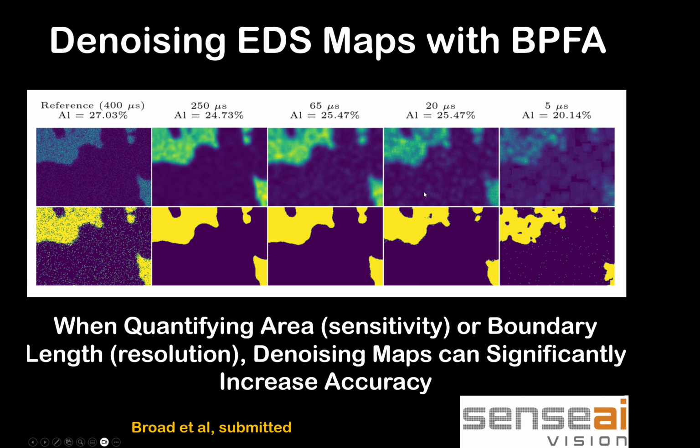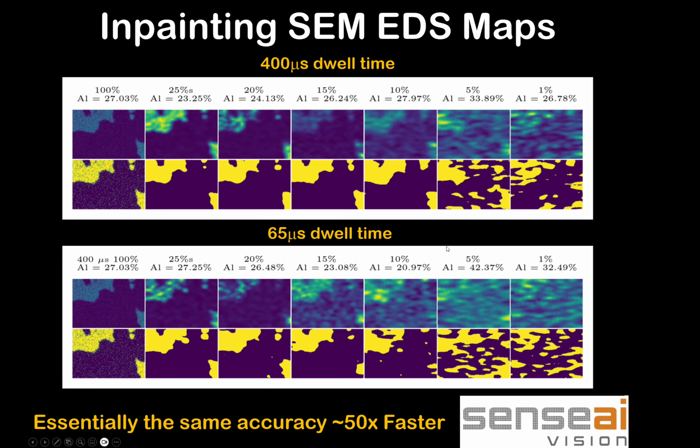But if we now use BPFA to denoise the system, we can go to shorter and shorter acquisition times. We still get the accuracy in our composition analysis down to 20 microseconds. This is still within the error bars, no problem. We still get the length of our interface correct. We still get the area of our phase correct. And you can get much, much lower signals and get much, much higher resolution out of it using this to do the denoising. Now, if we add inpainting to it, we can even go a step further.